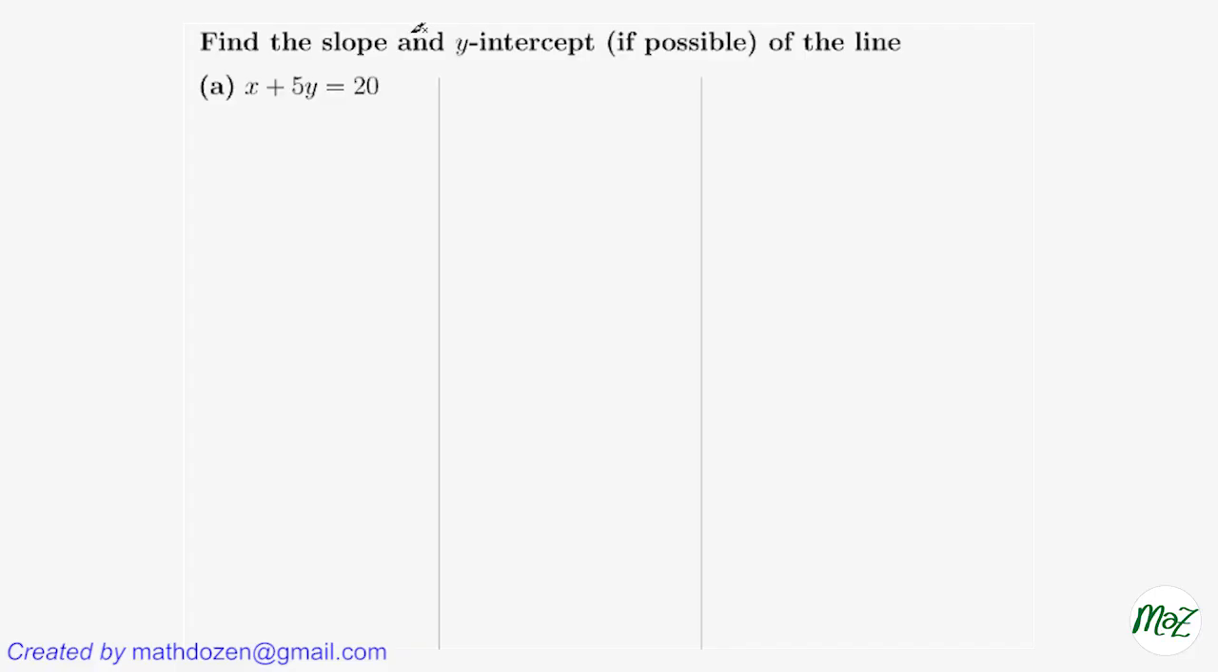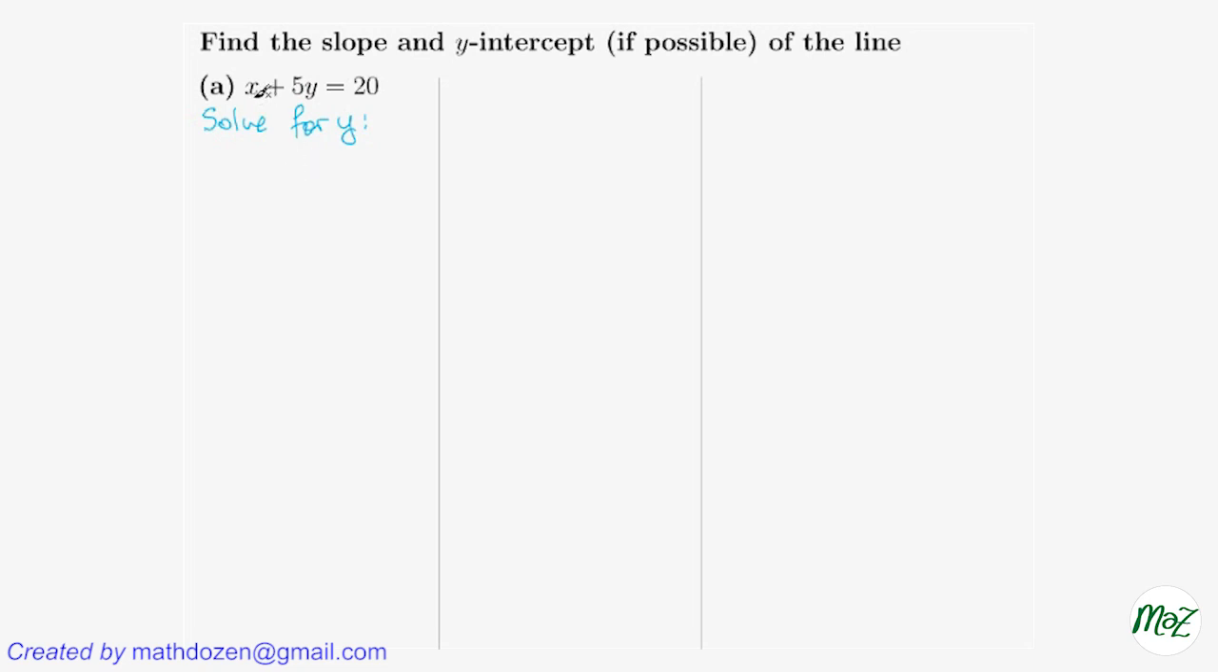We're going to solve this problem: find the slope and y-intercept, if possible, of the line, and the line is given by some equation. For the first problem we have the equation x plus 5y equals 20, and the usual approach is to solve for y. Once you have this equation solved for y, you can easily see slope and y-intercept.